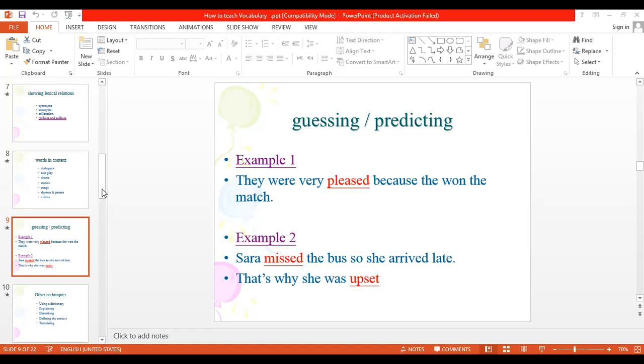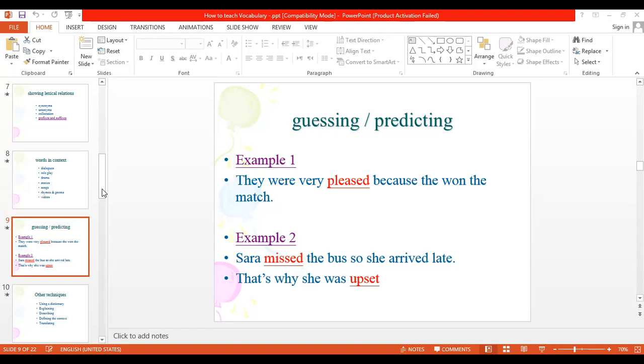And the other thing, they can predict. When I say Sarah missed the bus, so she arrived late, what is the meaning of missed the bus? Missed means what? Maybe they think it means I miss you, for example. They say no. Okay, so she arrived late. So why did Sarah arrive late? She said, "because she didn't catch the bus." I said, yeah, exactly. So missed means that.